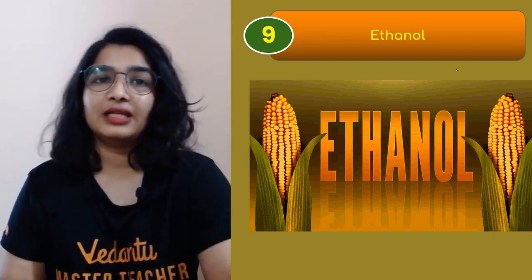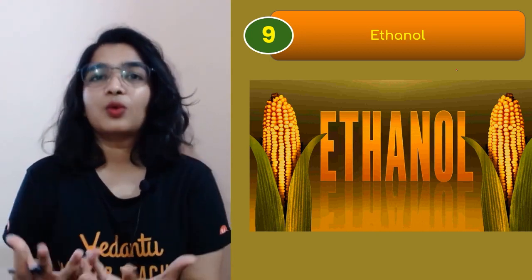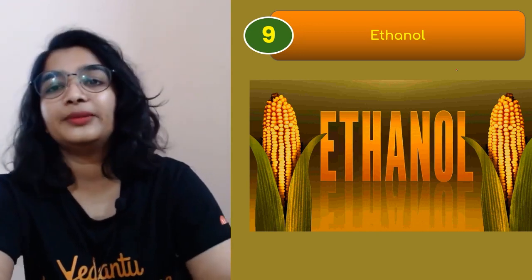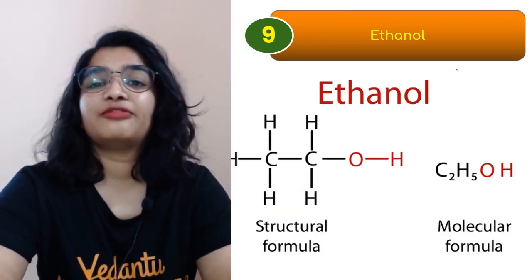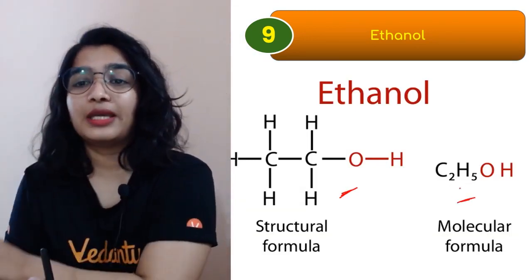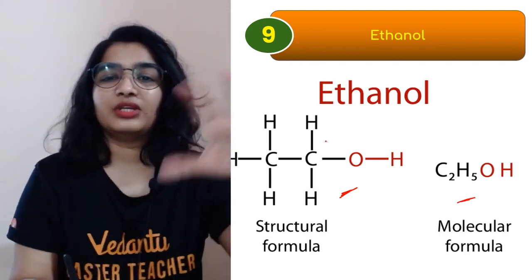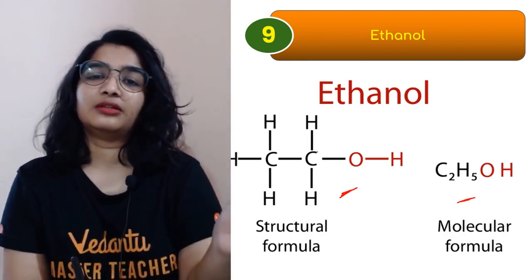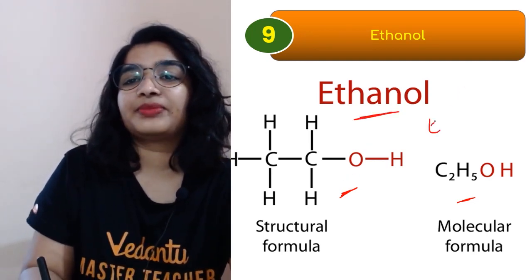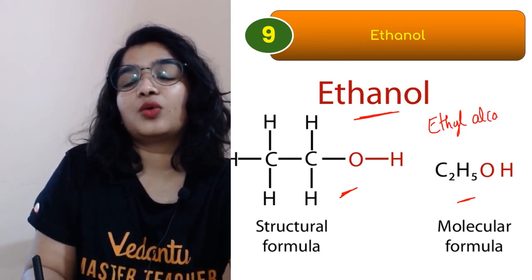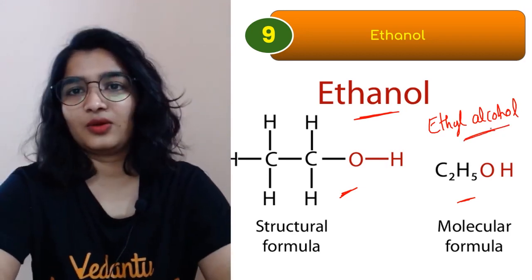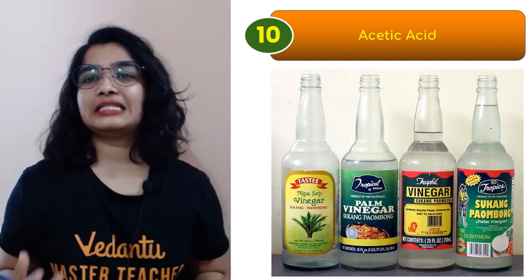Next is ethanol. So ethanol is the IUPAC name. Its common name is ethyl alcohol. But whenever we talk about alcohol, maybe in alcoholic drinks and all that, we are referring to ethanol only, which is C2H5OH. Okay, this is the structural formula, this is the molecular formula. C2H5OH is the molecular formula, and in the structural formula we have shown each and every bond between carbon and hydrogen. So ethanol is the IUPAC name, ethyl alcohol is its common name, but whenever we mention alcohol, it is ethanol.